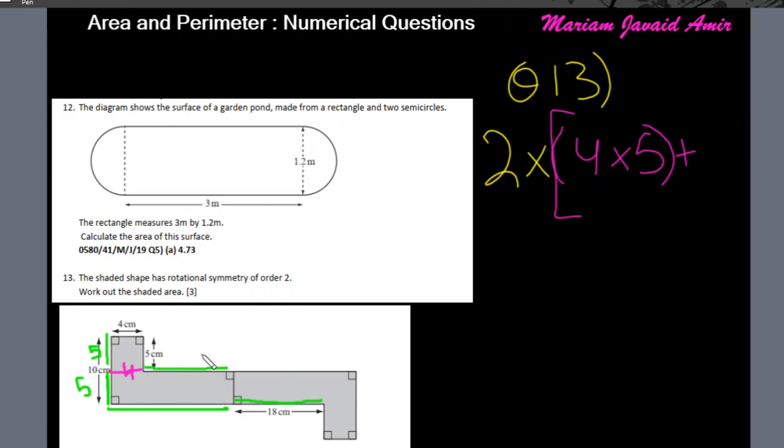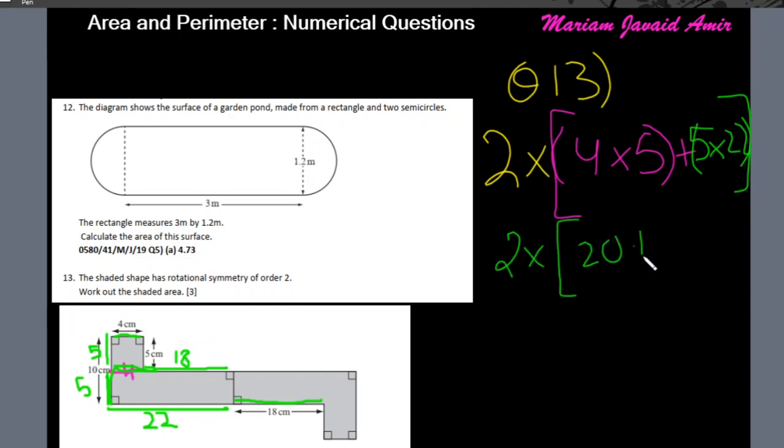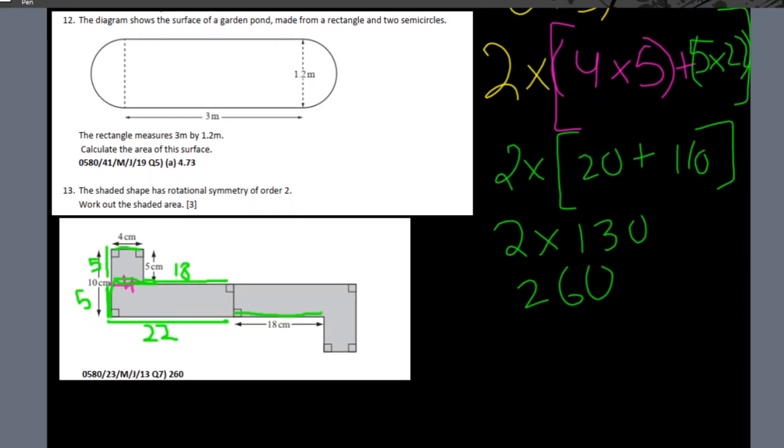this length is also 18. So this is 18 and then we have 4 next to it, so 18 plus 4 is 22. So now this rectangle's dimensions are 5 and 22. So plus 5 times 22, whatever answer we'll get, we'll multiply it by 2. So 2 times 20 plus 5 times 22 is 110. So 2 times 130, which gives us 260. Let me check the answer. Yes, 260 is the final answer.